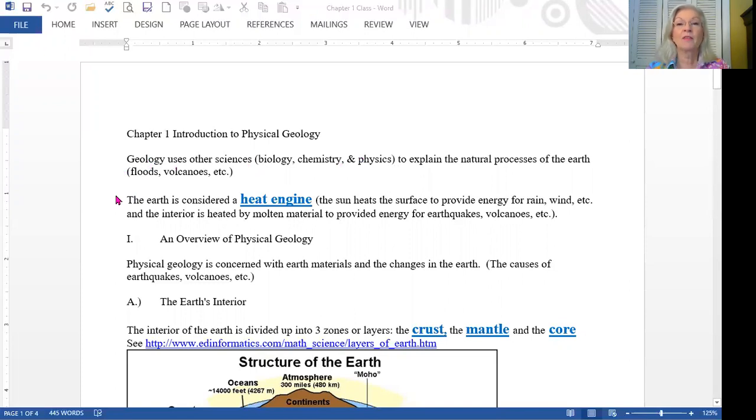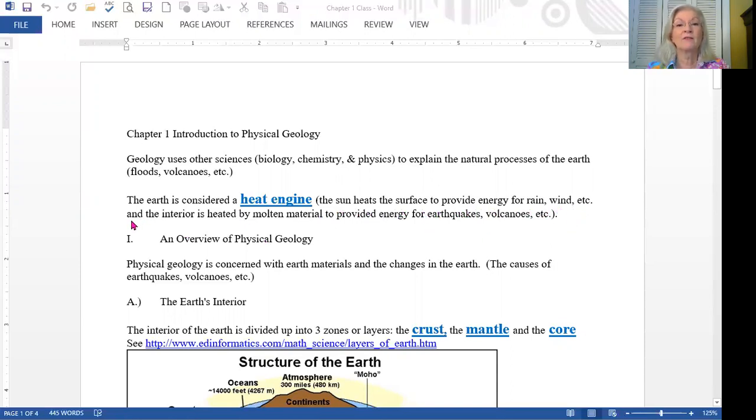So when we talk about the Earth, we think of it as a heat engine. Heat engines use heat energy to produce some sort of end result. Your automobile is a heat engine, unless you have an electric car. In the case of the Earth, the sun heats up the surface and it provides the energy for surface events like rain or wind or things like that.